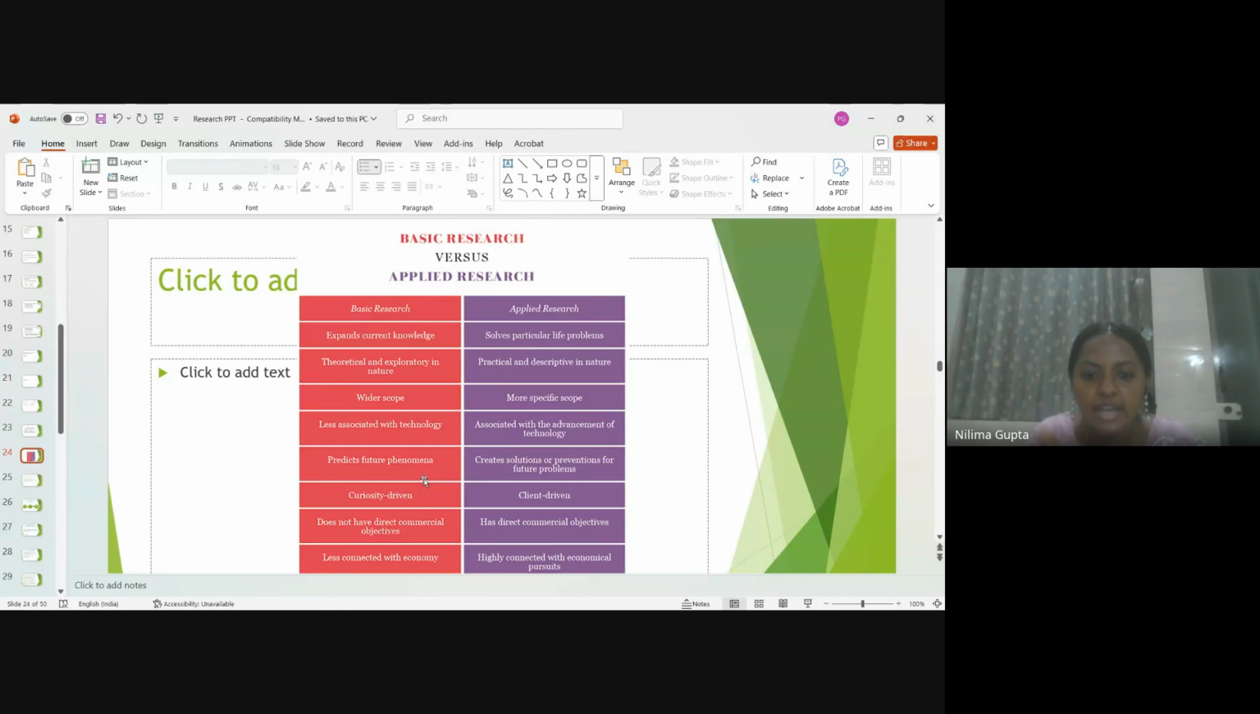Please go through this slide. Any specific point that you're not able to understand, ask me. Otherwise, it is more or less the same.